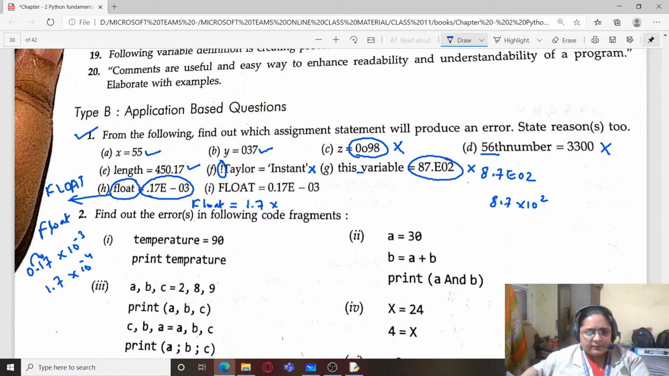Next, float. So this is correct. And 0.17e-3. This is also correct.